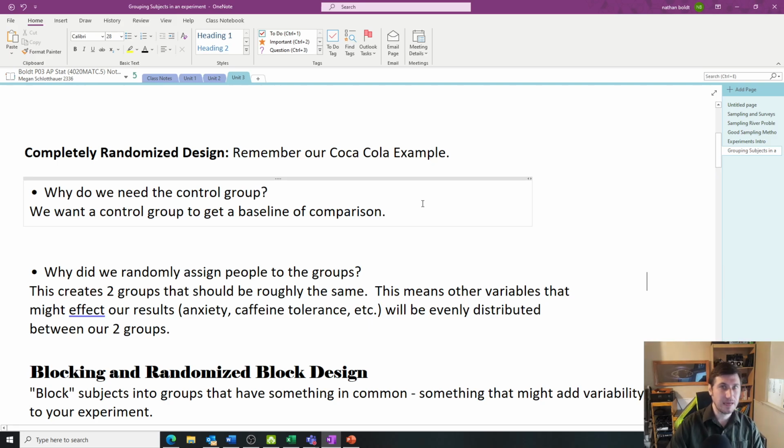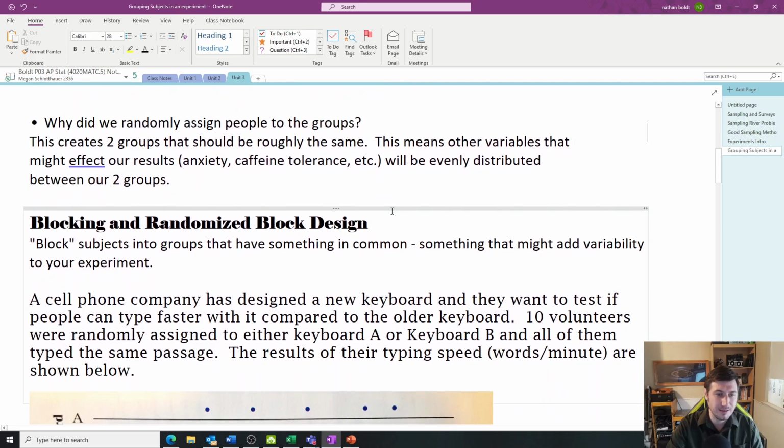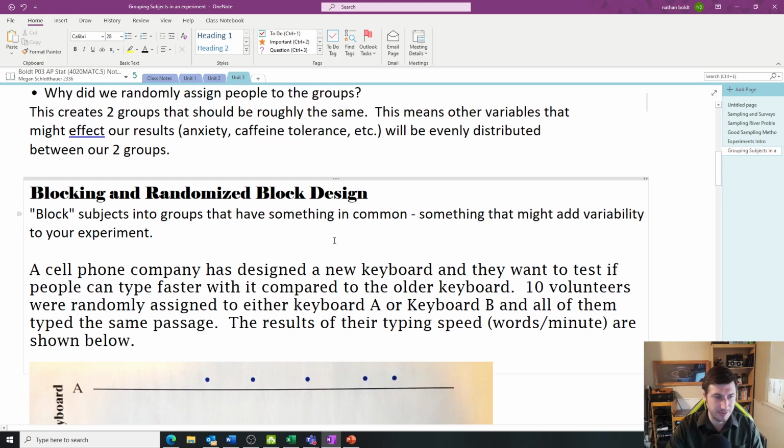All right, time for some new stuff. You ready for this? Blocking and randomized design is our first one. All right, put that down in your notes. Make it nice and bold the way I did. Our first, more complicated way of randomly assigning people is called blocking, or randomized block design.